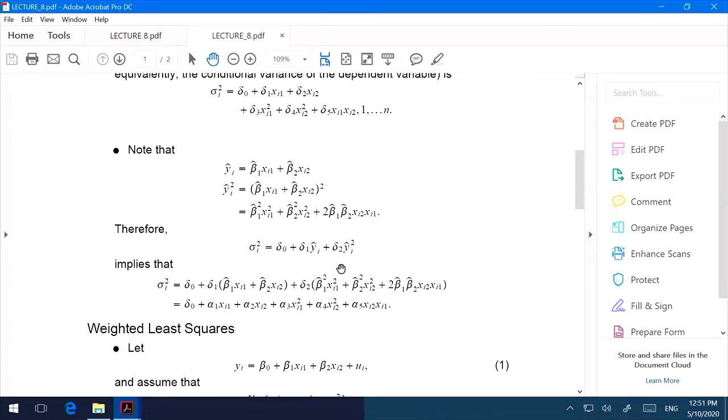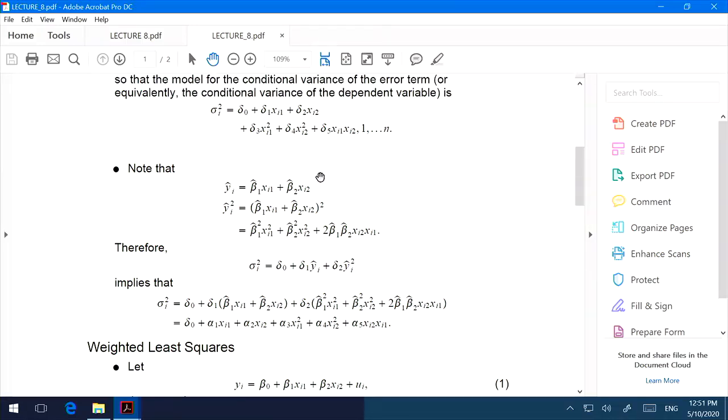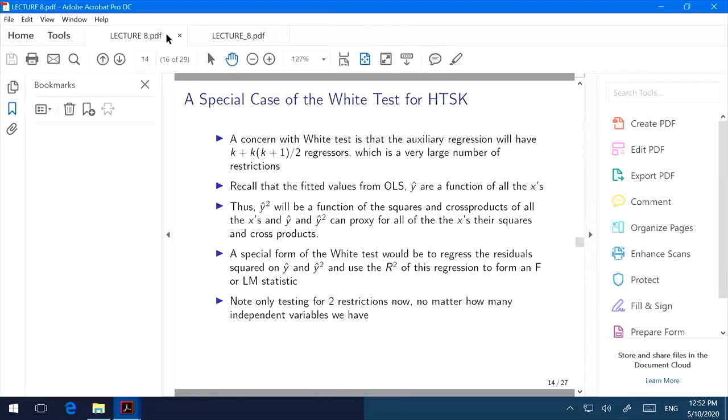However, I only have two variables here. Whereas when I use all of the x's, I've got 1, 2, 3, 4, 5 regressors in my auxiliary regression. When I use yi hat and yi hat squared, I only have 2 regressors in my auxiliary regression. So I don't have the same degrees of freedom problem I have if I explicitly include all of the x's, the squared x's, and their cross products. Okay.